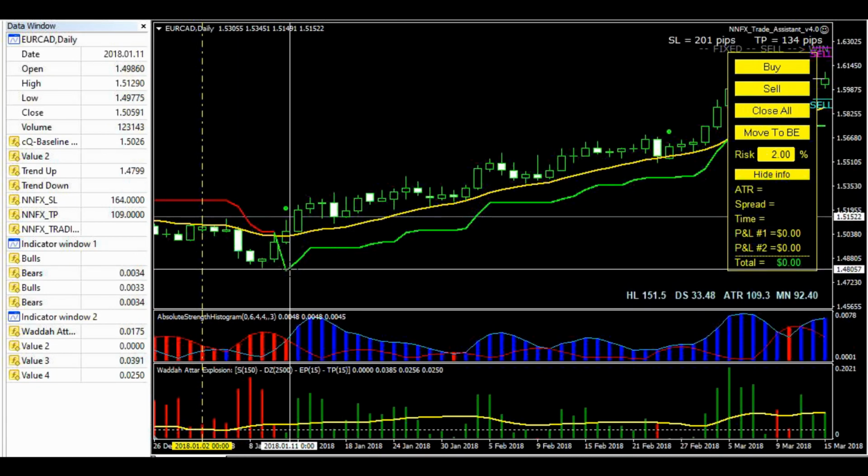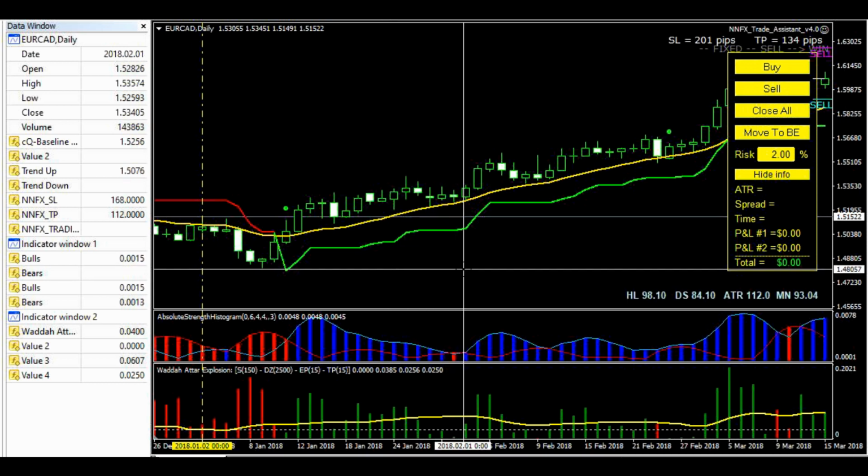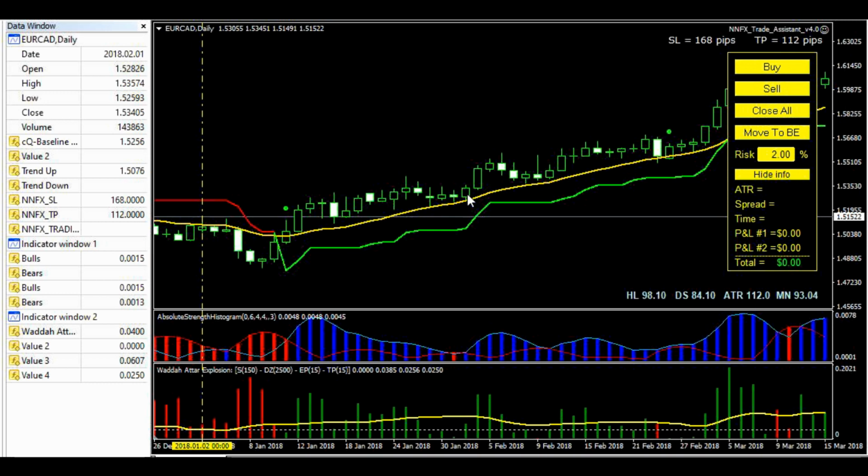Okay, so here we had our first signal. Price never crossed. Here we get our second signal. So in this case, this would qualify as a continuation trade, even though we don't have the volume. But because it's a continuation trade, we could buy and we would have been successful there.